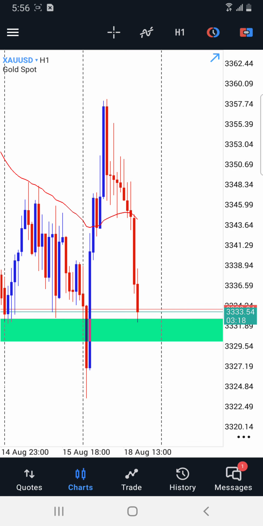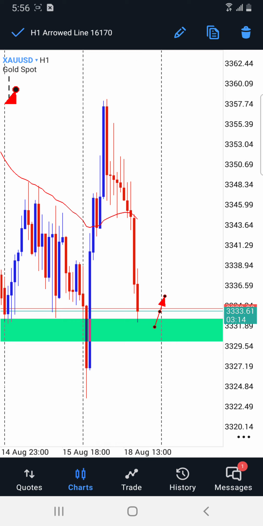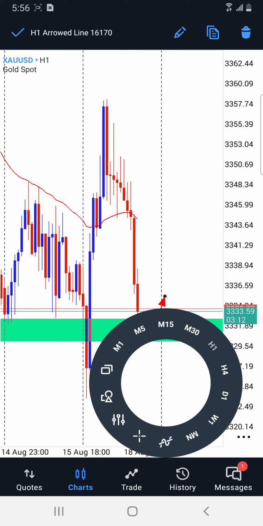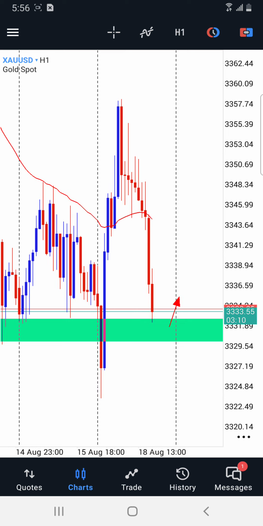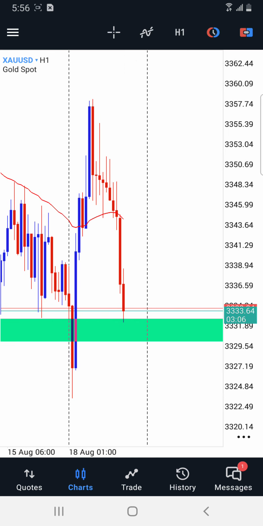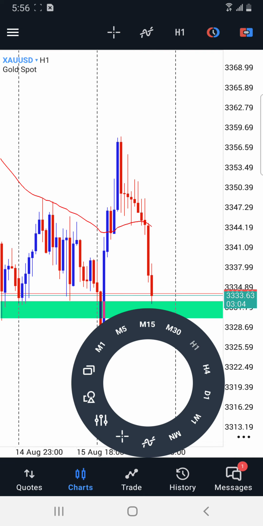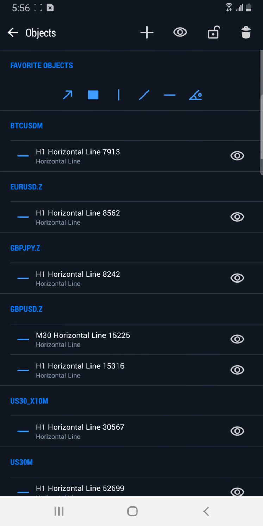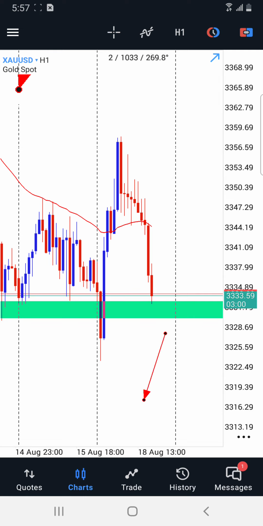As we can already see, there is some rejection from that zone. There are already wicks forming from that zone. But from our higher time frame, we know it's a sell. So most probably I would wait for the next step.